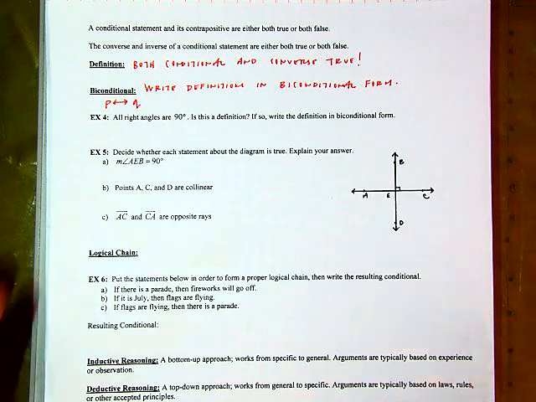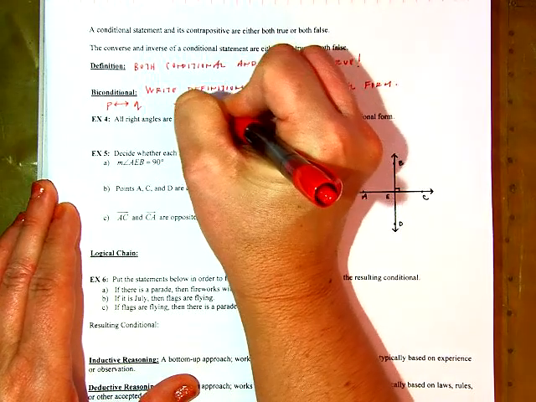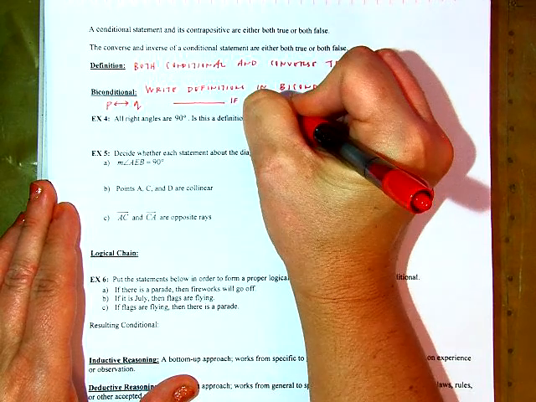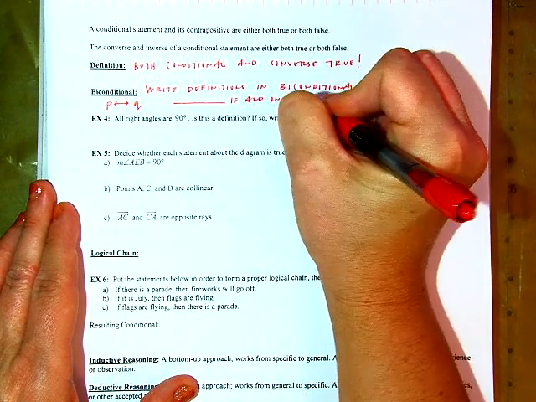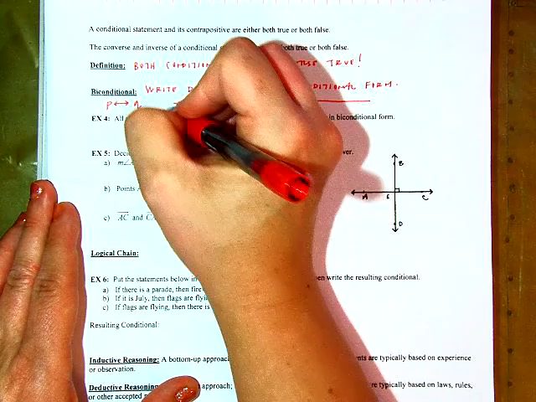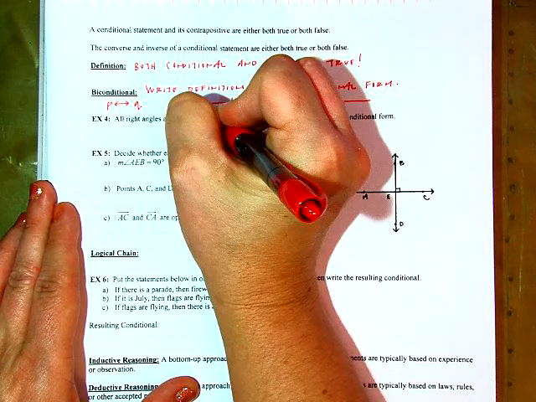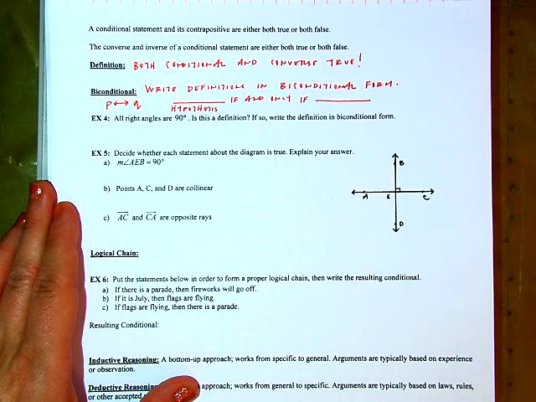And the way that we write this, we leave a big space right here. We write if and only if, and then a big space right here. So here is our hypothesis, if and only if, the conclusion.